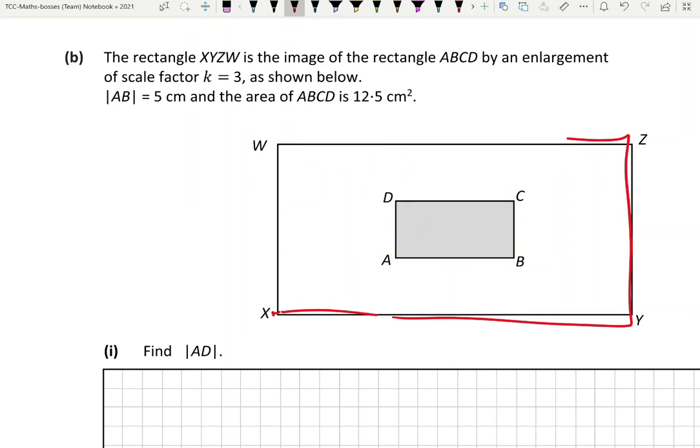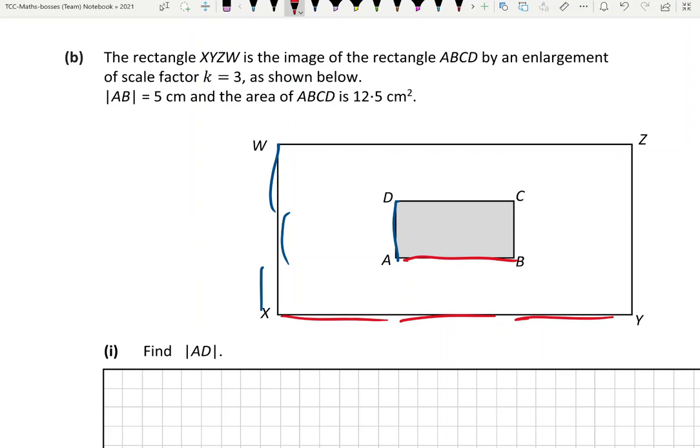So just to comprehend, if this is 1, there'll be 3 of them here. And if this is 1, there'll be 3 of them here. 1, 2, 3. So we're to find the distance from A to D. Okay, now from A to B is 5. And the area of this is 12.5.